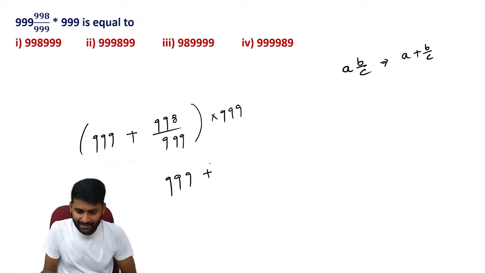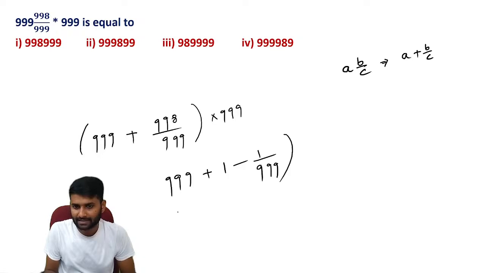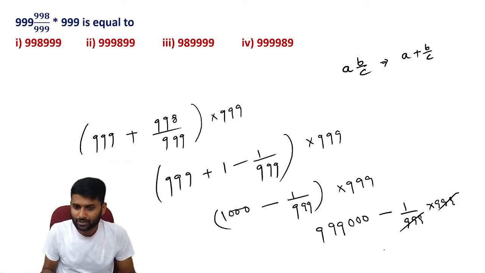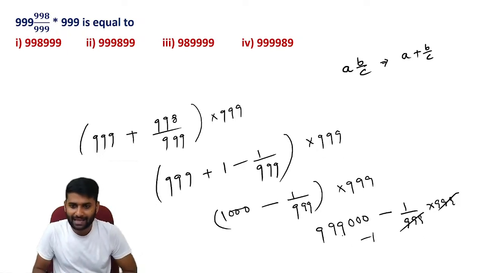998 by 999 can be written as 1 minus 1 by 999. Again, you have to multiply with 999. Go through one more step here. You will get 1000 minus 1 by 999, multiplied with 999. So here the answer is 999 with 3 zeros. Again, 1 by 999 is multiplied with 999. Just cancel and cancel. Now you have to subtract 1 unit from 9 lakhs 99,000.